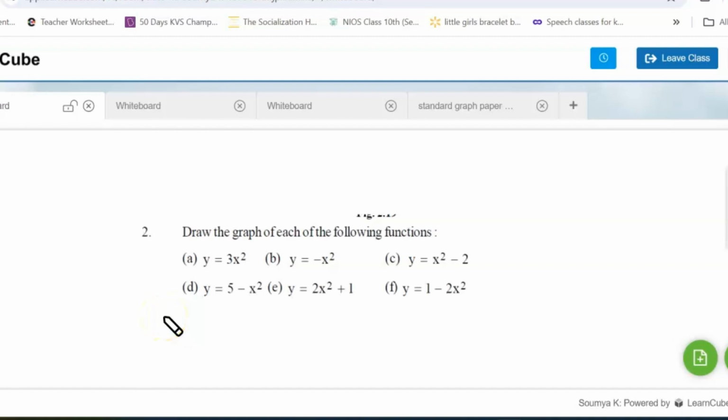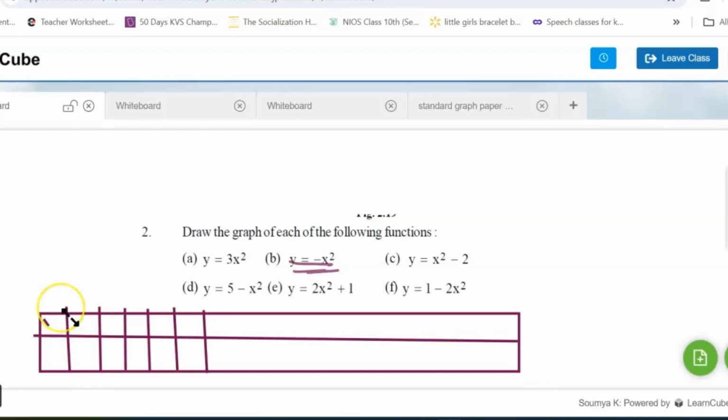Next question that we are going to see here is y is equal to minus x square. That means you have to form a table according to this function values. Let's see how to do that. X and y. So y is equal to minus x square. So I'm picking some values: 0, 1, minus 1, 2, minus 2. So okay, these are the values that you have got.